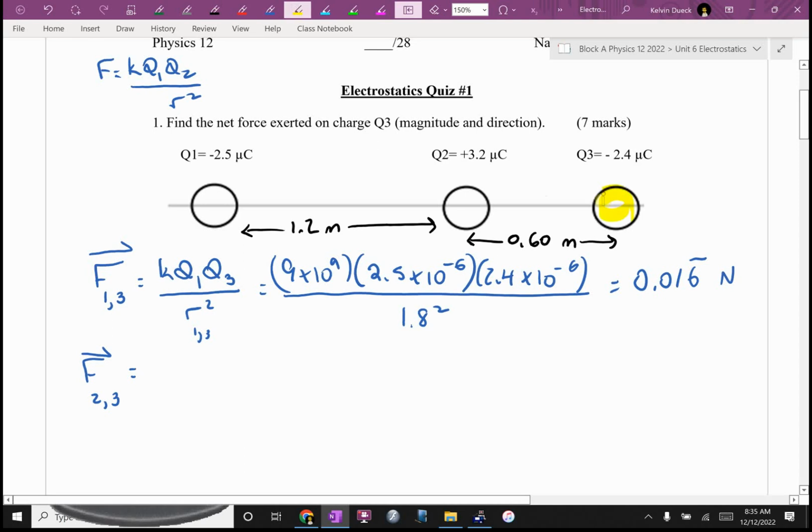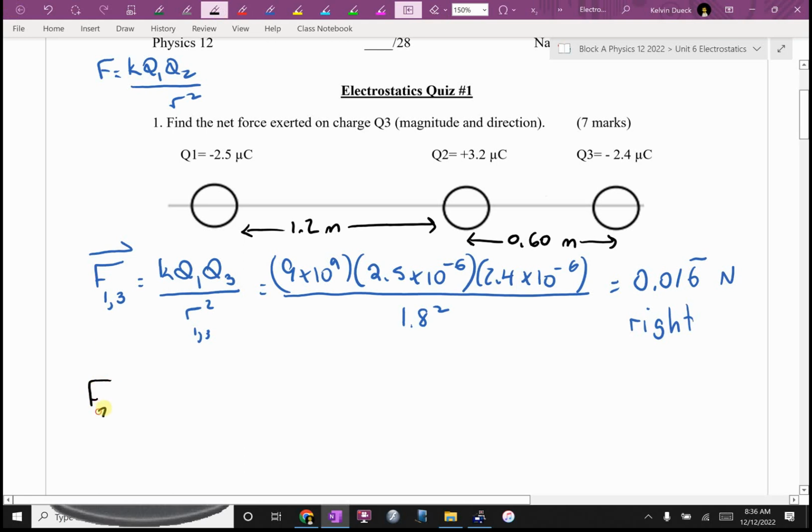So, which way does charge 3 feel a force because of charge 1? Is it attracted to the left or repelled to the right? How do we figure that out? We use the concept of like charges repel and unlike charges attract. Are these like or unlike? They are like charges. This is going to get repelled to the right. So I'll add a direction here. Right.